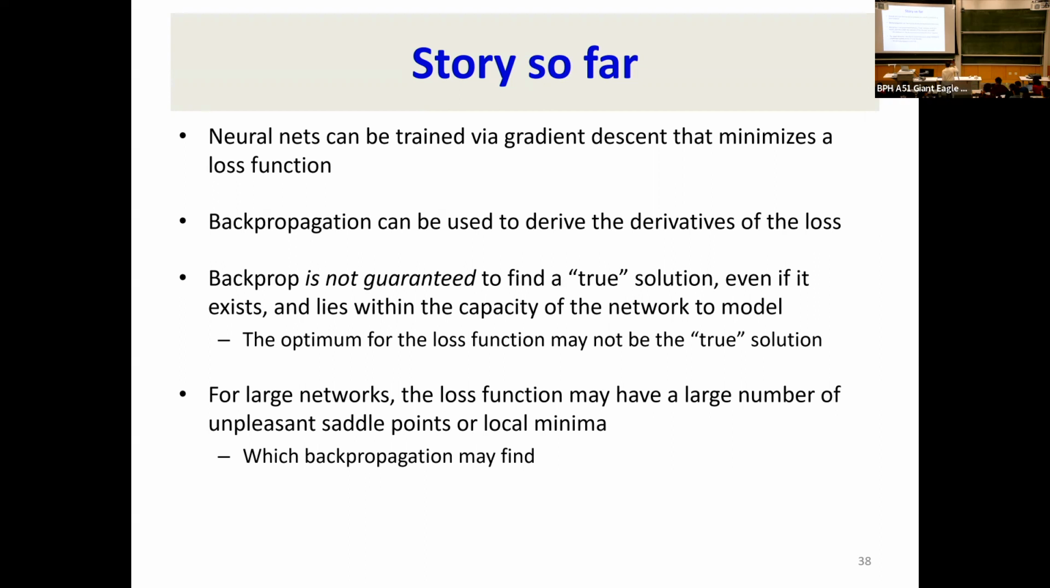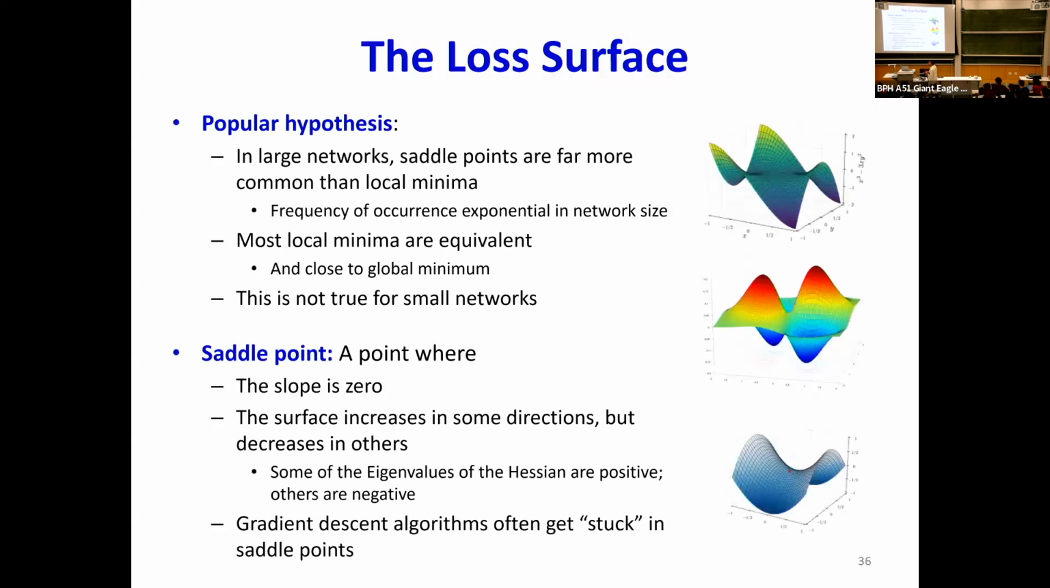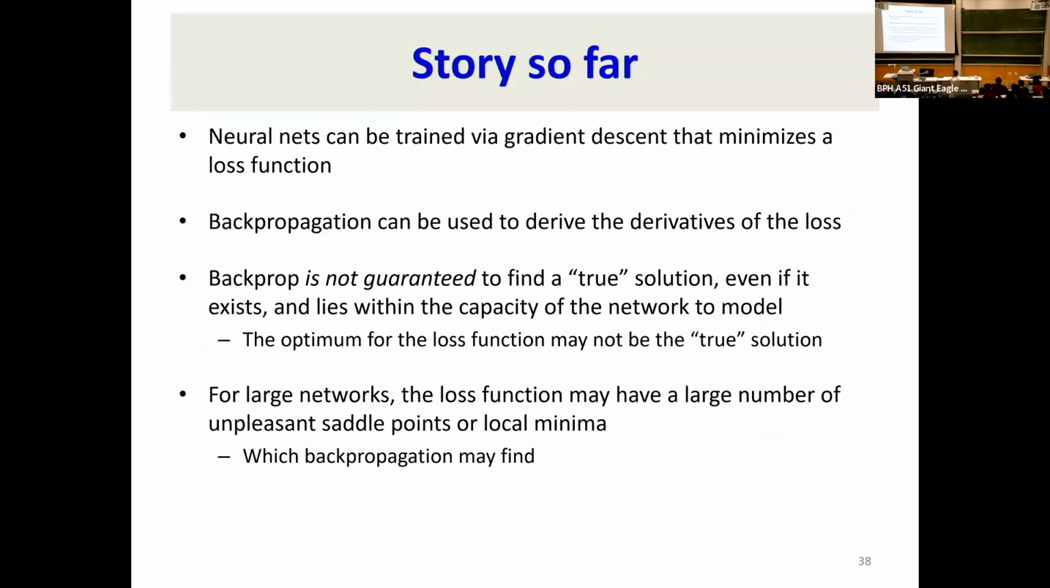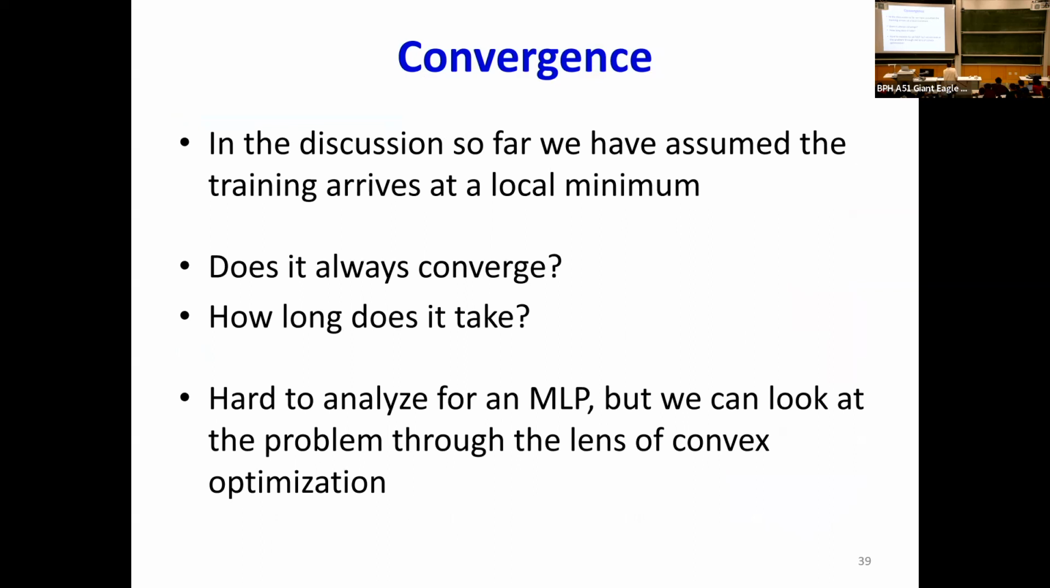Gradient descent is not guaranteed to find a true solution even if it exists and if it lies within the capacity of the model to represent, because the optimum of the loss function may not be at this true solution. And for large networks, the loss function itself can have a large number of local minima and saddle points, which can confound gradient descent, just to make things worse. So let's take a look at a little more on how this entire gradient descent, which sort of goes down this loss function and tries to arrive at the minimum, how does it actually behave?